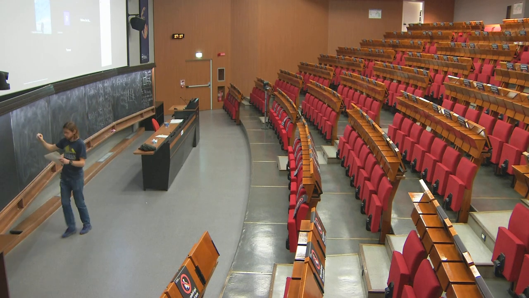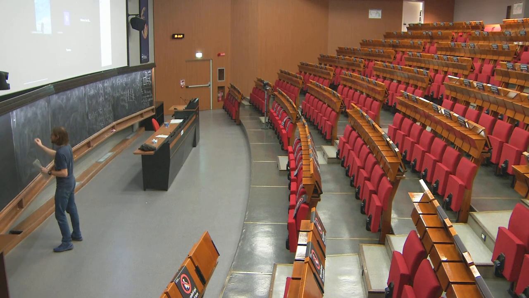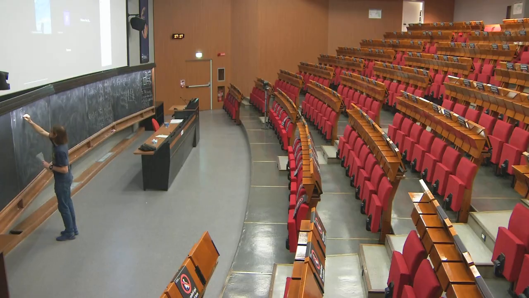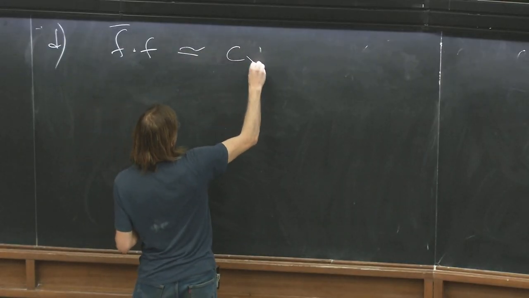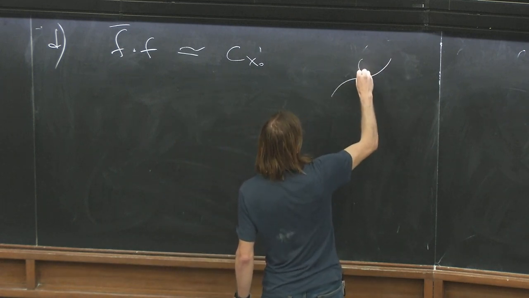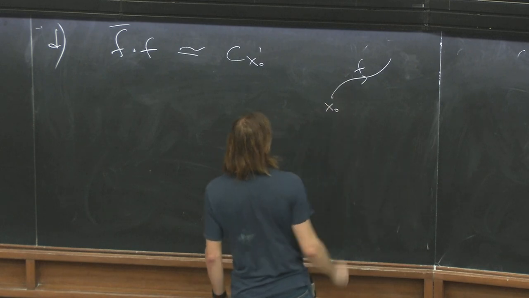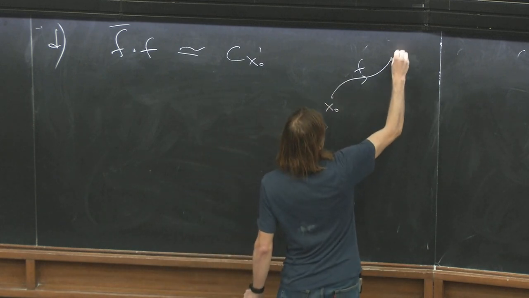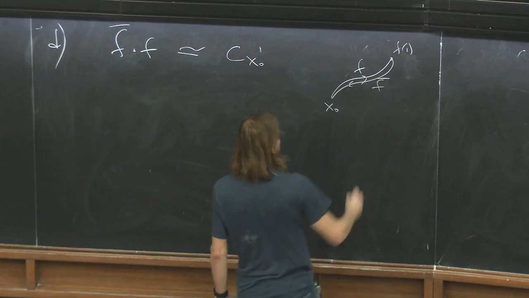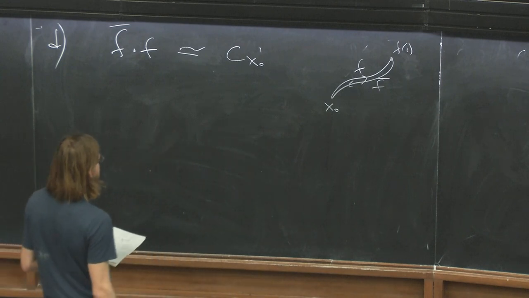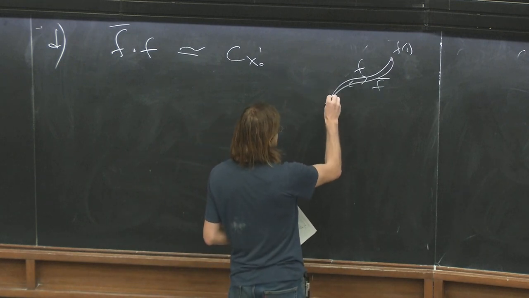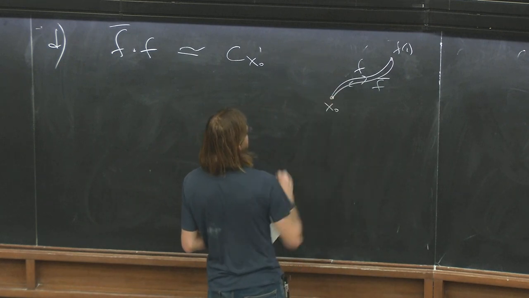Okay, so finally we need to show the property D: the composition of a path and its inverse is homotopic to what we denote a constant path, which stays at zero. So the picture looks something like this. We have a path f with initial point x0, which is somewhere here, f of 1, and then we have a path f bar, opposite. Okay, so we need to show that this is homotopic to a path which just stays at this point.